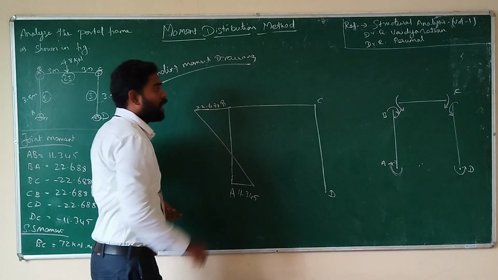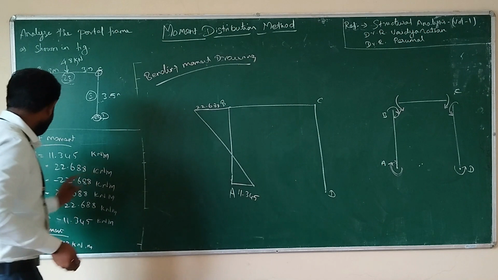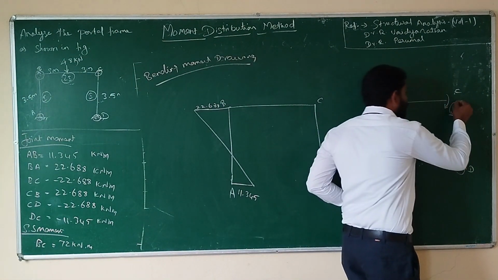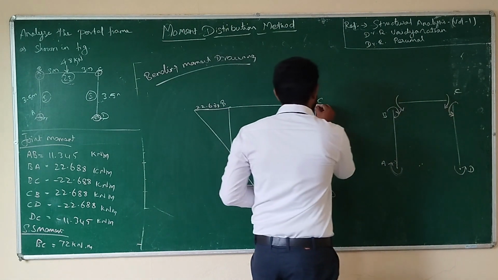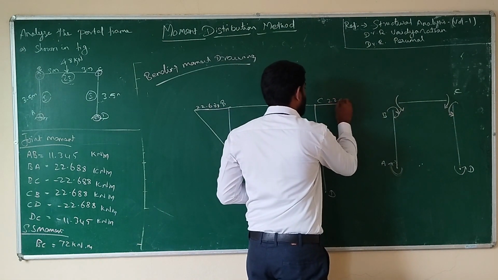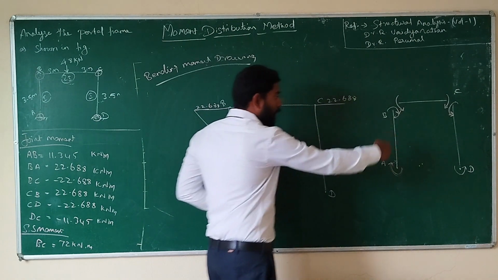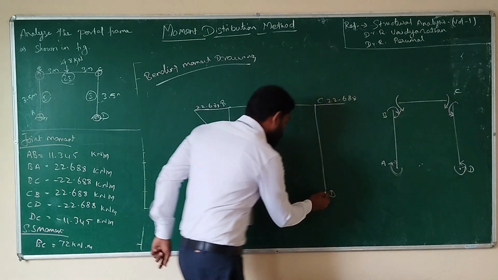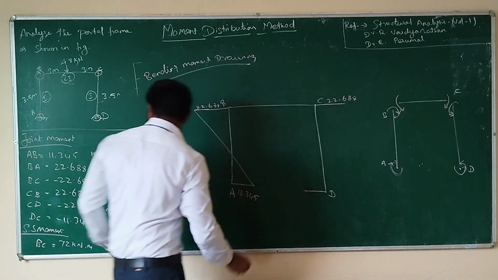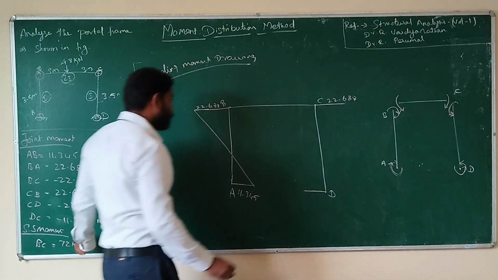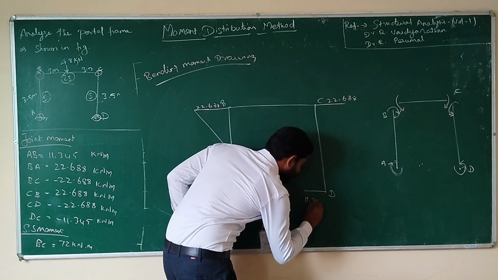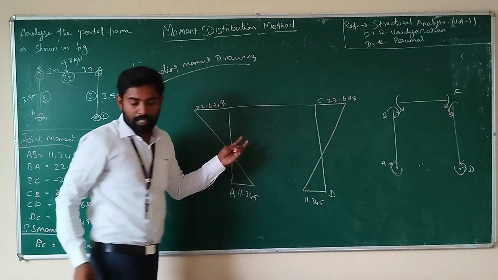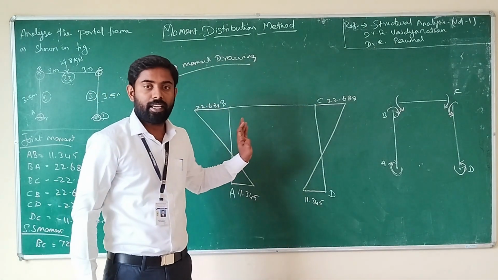Next, for column CD, I am going to draw. For CD it is minus 22.688, and it has been hitting towards this point, so the value becomes minus 22.688. For D, it has been hitting towards this point, so I am going with the inner direction. For DC it is 11.345. Then I am going to draw this one. These are the two values that I have taken.